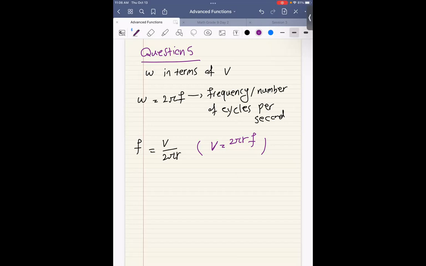And we know that omega is equal to 2 pi times f, which is equal to 2 pi times v over 2 pi r, which is v over r. So it gives us the angular velocity in terms of linear velocity. This is the formula. Now we can use this equation for doing question 6. You don't have to use this equation, but it's useful and it makes sense.